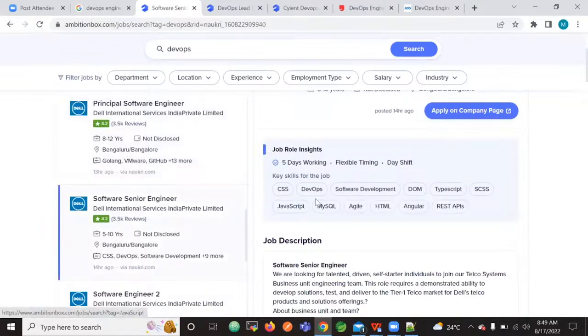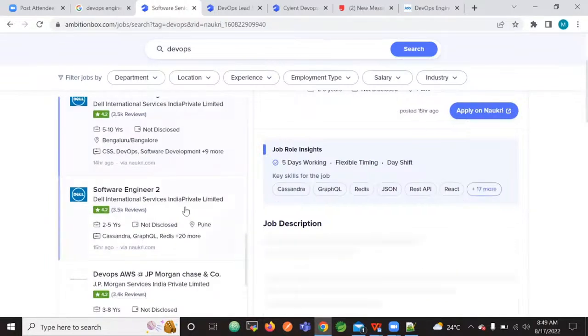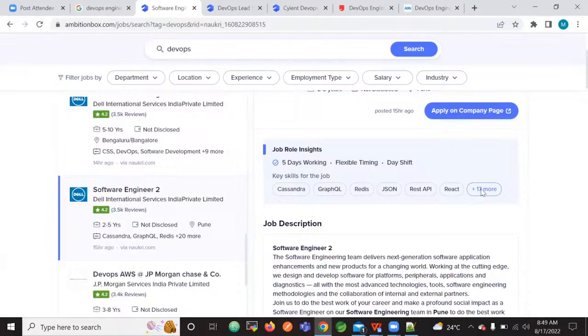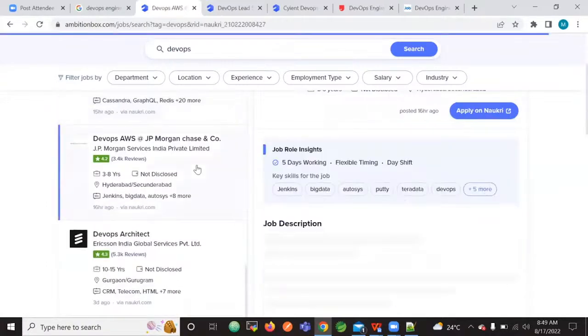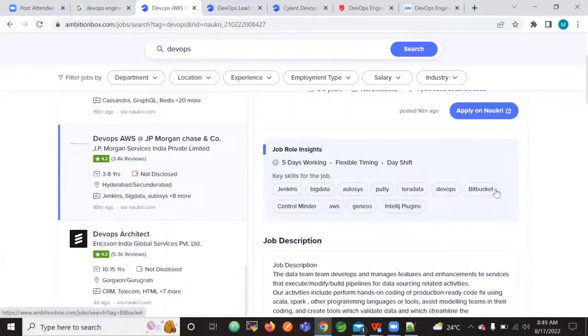Here, if you can see, DevOps, they are expecting DevOps, and then this they are expecting related to some other technology. Of course, DevOps, Kubernetes is there, and then DevOps at JP Morgan, what they're expecting? They're expecting the DevOps, AWS, Putty, of course, Jenkins, Bitbucket. So this is what they are expecting. If you can see, DevOps, Jenkins, AWS is there.